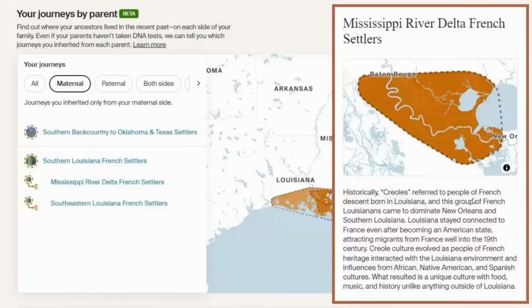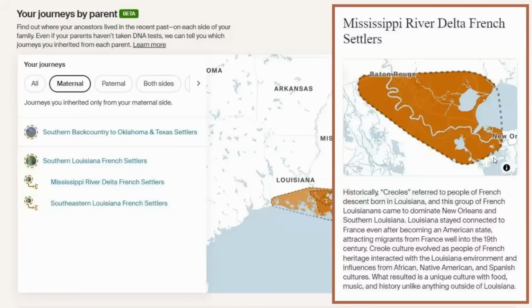But a little bit of information about that. Historically, Creoles refer to people of French descent born in Louisiana. So that would be your white Creoles. This group of French Louisianans came to dominate New Orleans and Southern Louisiana in general. They stayed connected to France even after becoming an American state.